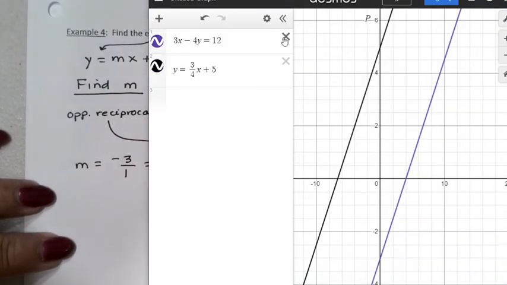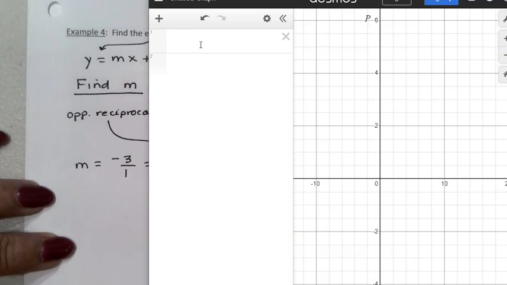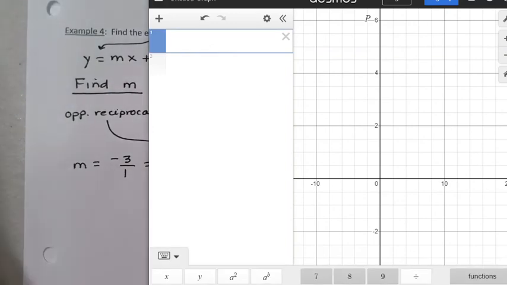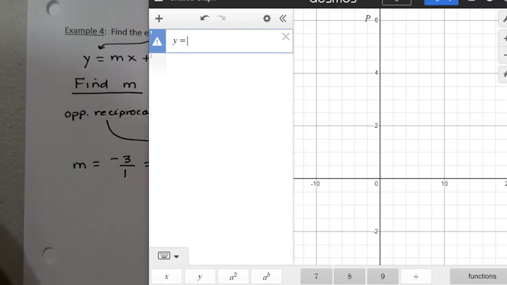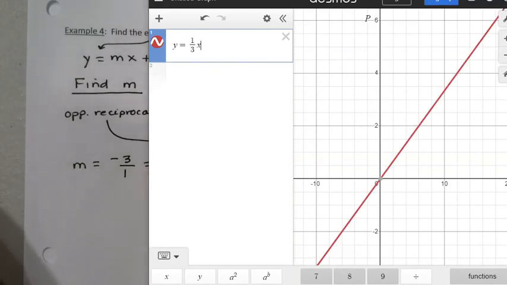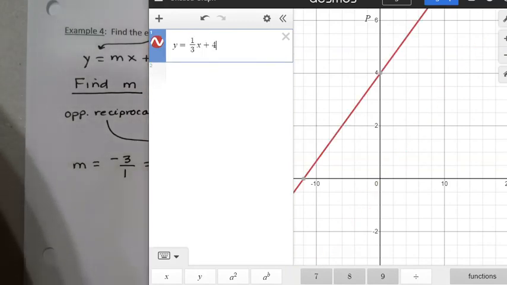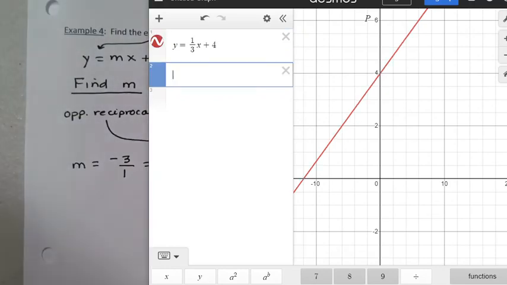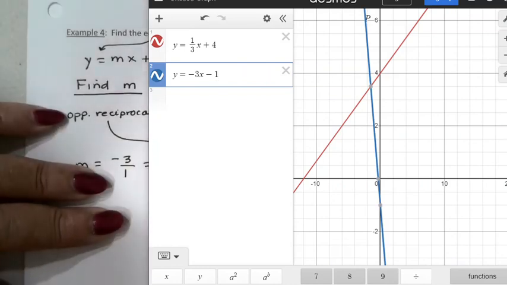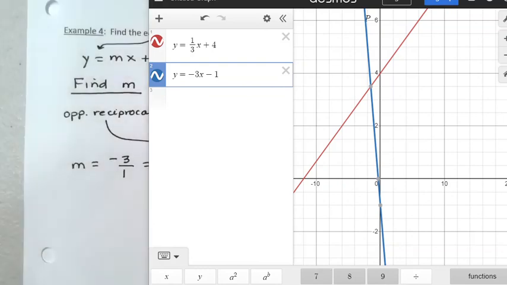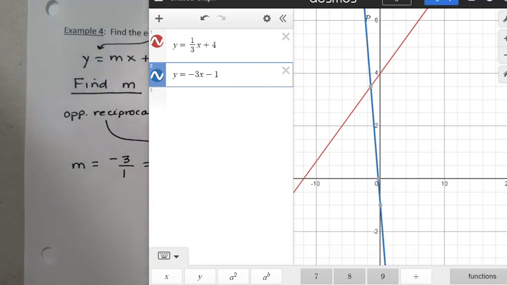All right, so let me get rid of these. The original given line was y equals 1/3 x plus 4. We think the perpendicular line is y equals -3x minus 1. Now, you might look at that and say, whoa, we must have done something wrong. Those don't look perpendicular at all.